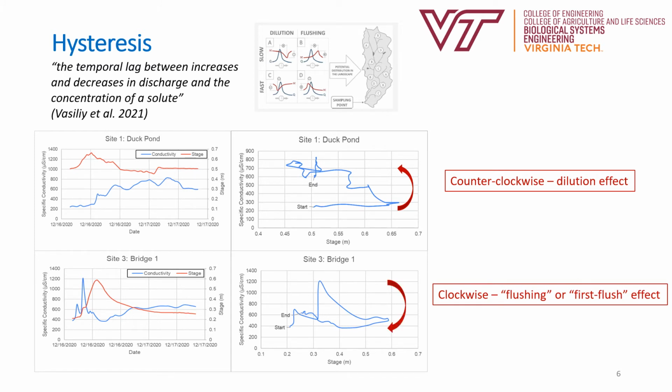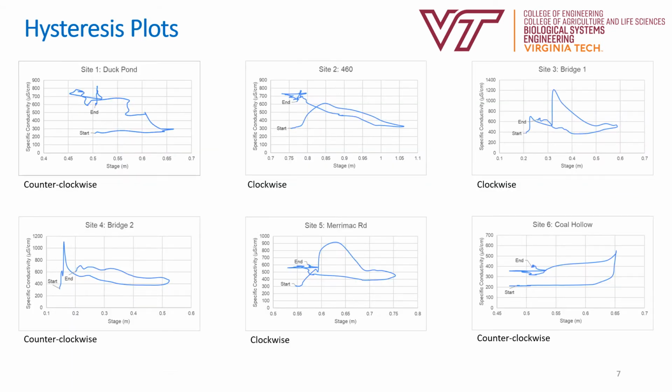The next set of graphs shows an example of clockwise hysteresis, which is flushing or first flush effect. And here you can see the conductivity increases before the stage does, and then once the stage hits its peak, the conductivity is already back to normal levels. As you can see, half the sites were counterclockwise or diluting, and half were clockwise or flushing.